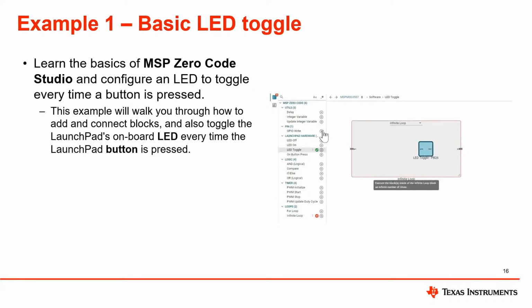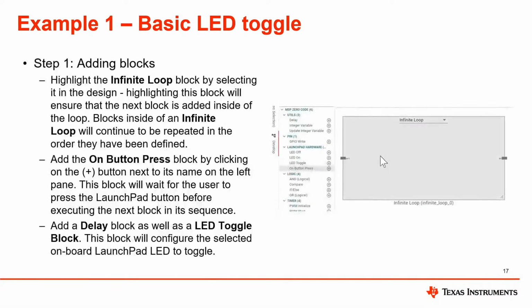First, let's take a look at the basic LED toggle. This example will walk through how to add and connect blocks, also how to toggle the Launchpad's onboard LED every time the Launchpad button is pressed. This involves 3 different steps. First is adding the blocks, next is connecting the blocks, and third is assigning and configuring the blocks as well.